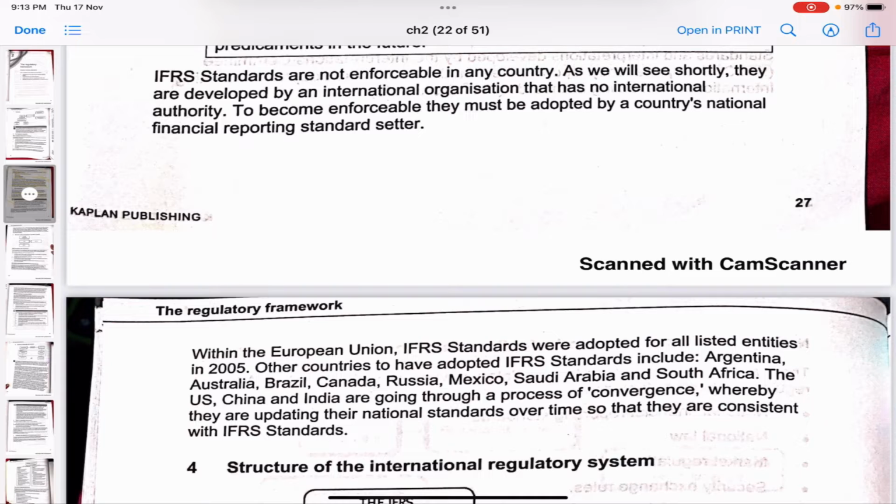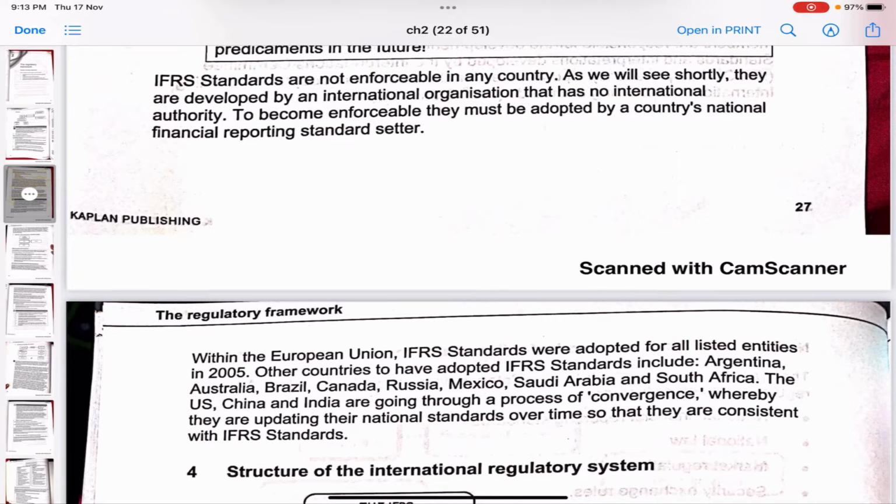IFRS standards are not enforceable in any country. As we will see shortly, they are developed by an international organization that has no international authority. To become enforceable, they must be adopted by a country's national financial reporting standard setter. So IFRS standards have to be adopted by countries. Only when a country's national authority adopts them can they be enforceable.